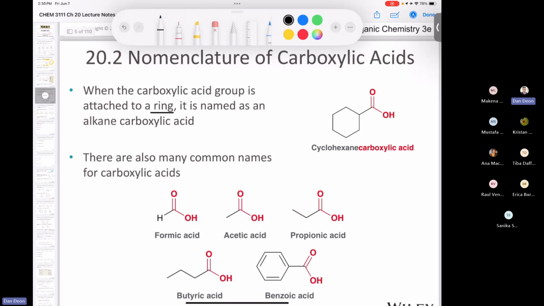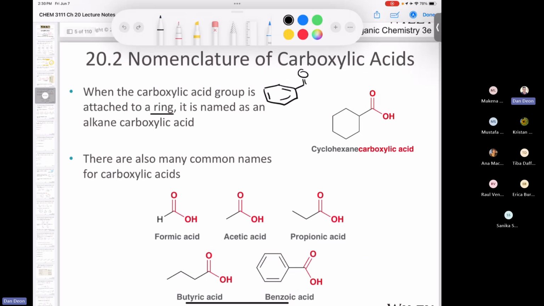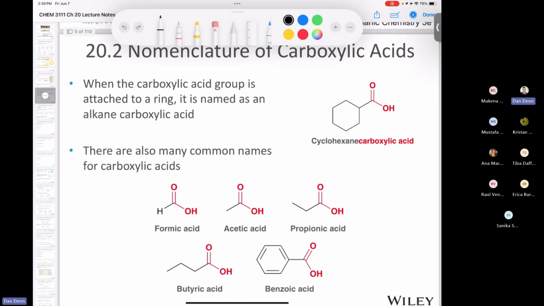Now keep in mind, this is not an aromatic ring. If you have a benzene ring and you append a carboxyl group onto it, that's benzoic acid. So don't mix up these two compounds. They are completely different. All right, so cyclohexane carboxylic acid.